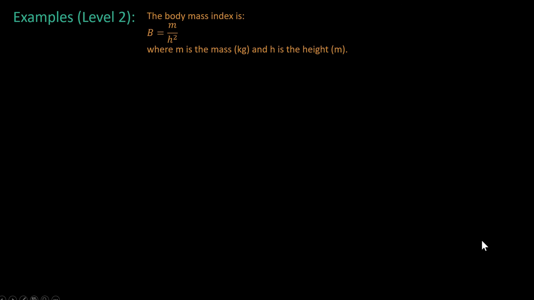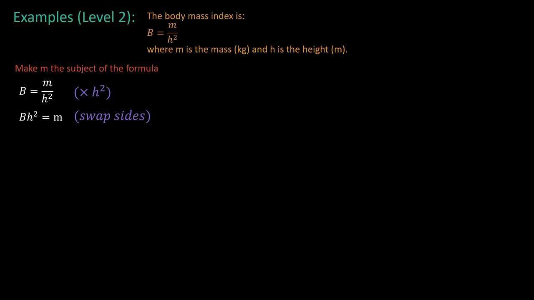Here's another level 2 question. The body mass index is B equals m over h squared, where m is the mass in kilos and h is the height in meters. Make m the subject of the formula. So this one's easy enough. Right now, m is being divided by h squared. We just need to multiply it by h squared. So we get bh squared equals m. We're just going to swap the sides as usual. We want m on the left. So that one is done.